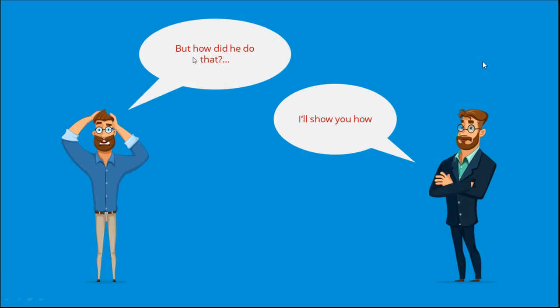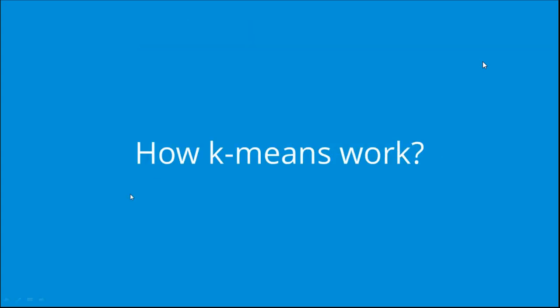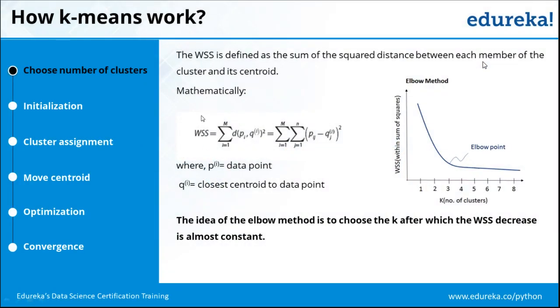right? But the question is, how did we do that? How can it be done? So we will see this. We are going to do it on the basis of the K-means algorithm, right? So the first target we have is to choose the number of clusters, right? How to choose the number of clusters, I will come to at the end. First I will show you the other steps.